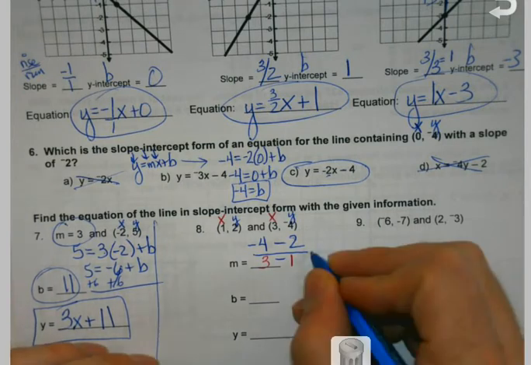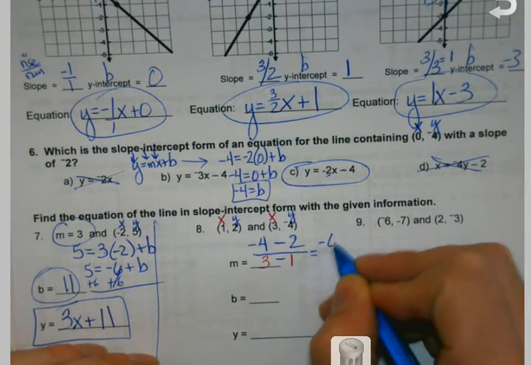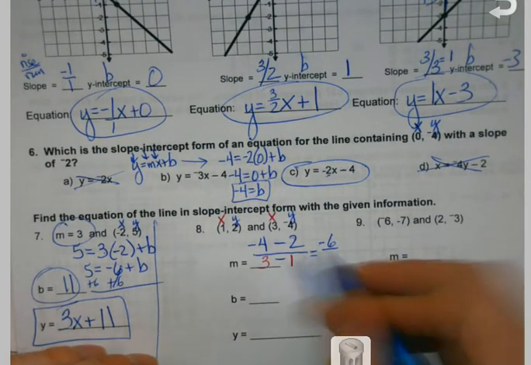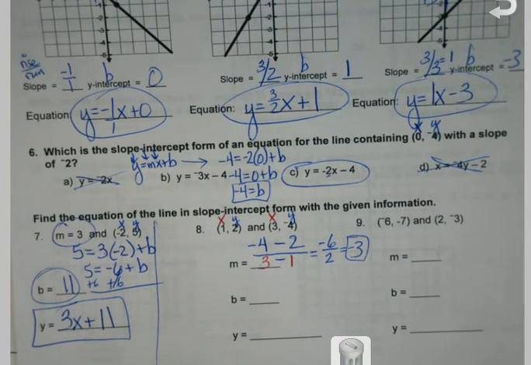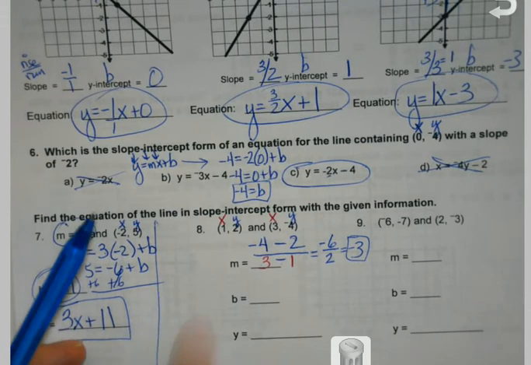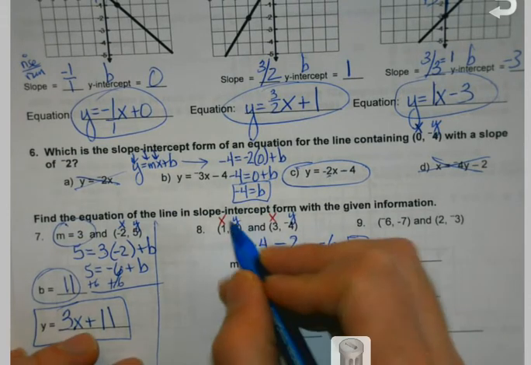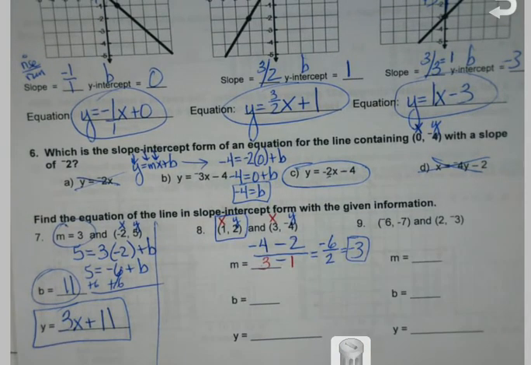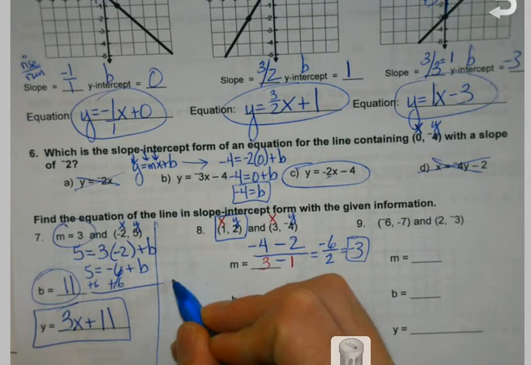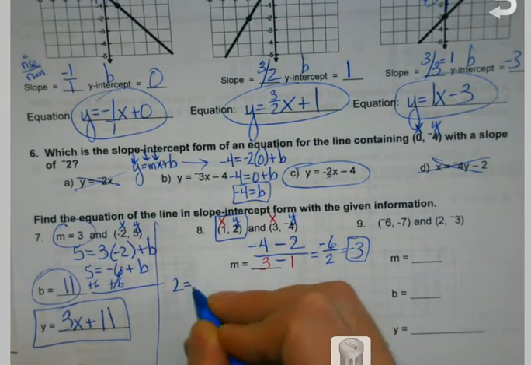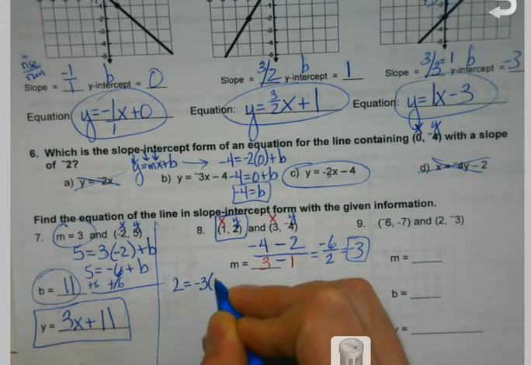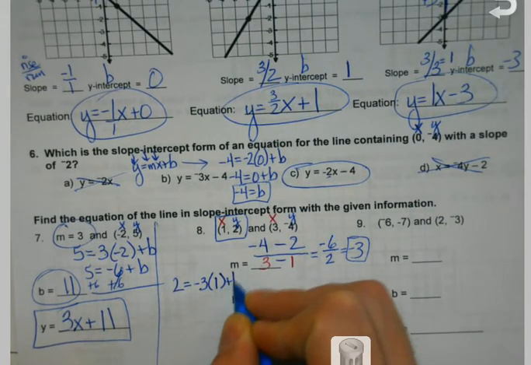So let's see here. -4 minus 2 is -6. 3 minus 1 is 2. So I've got my m. To find my b, I've got to do what I did back in number 7. So I got a little room over here to work with, so I'll use it here. And I can use either point. I like sticking with the positive numbers when I can. So just like we did over here, I'm going to do y equals mx plus b.